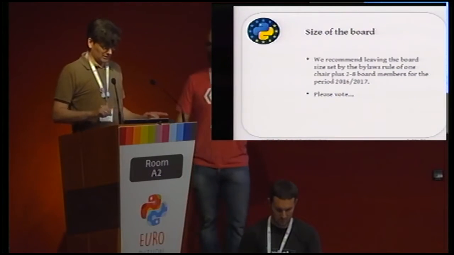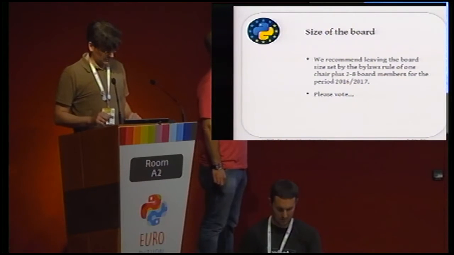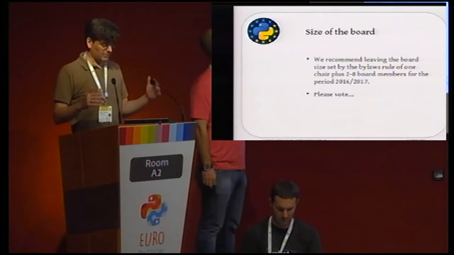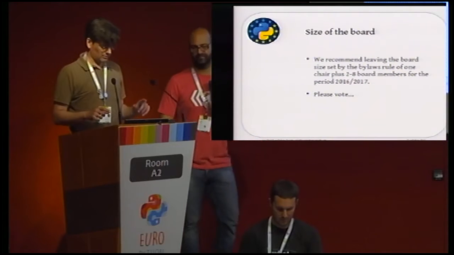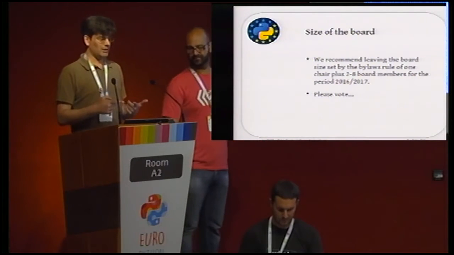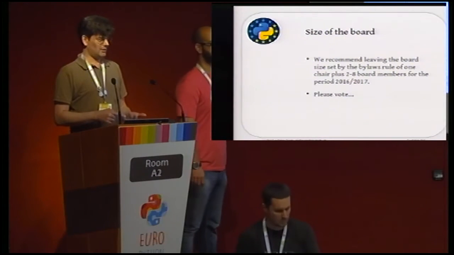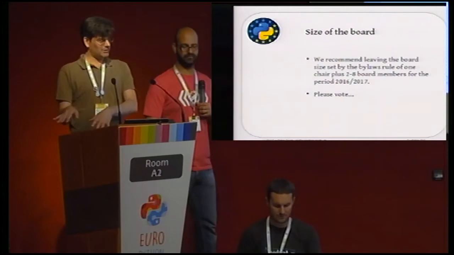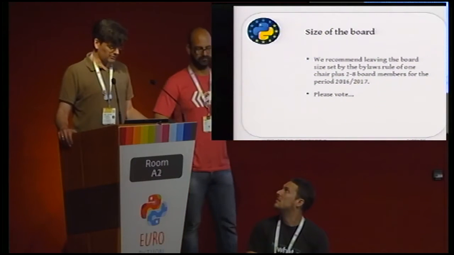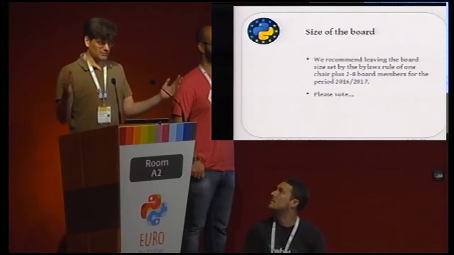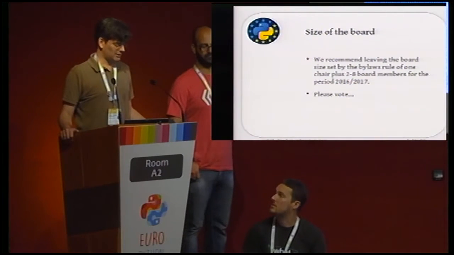But before we do this, we have one extra agenda item, which we have to decide now. The bylaws state now, with this change that we just voted on, that we have 1 chair plus 2 to 8 board members. And we now have to decide how many board members we want to have for the next period. We're going to get to this particular point later on because there's a members' motion suggesting to remove this part and always use the maximum number. But we have to vote on this now because the bylaws currently look like this.